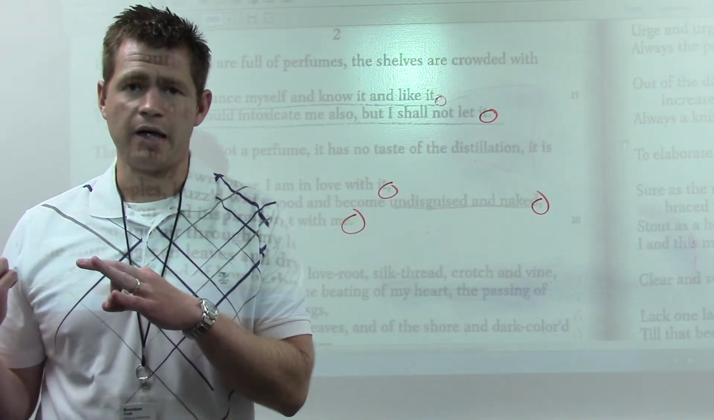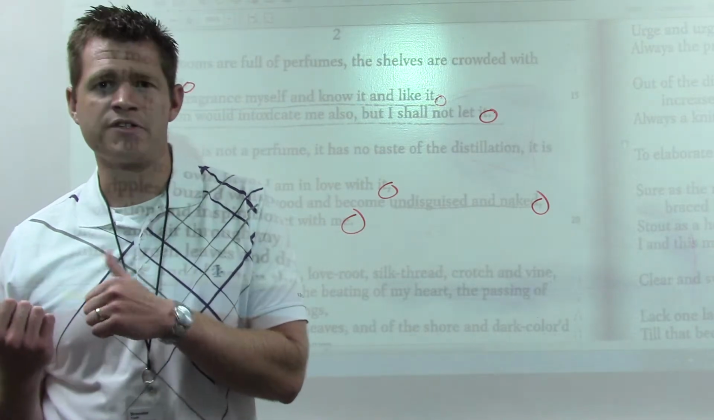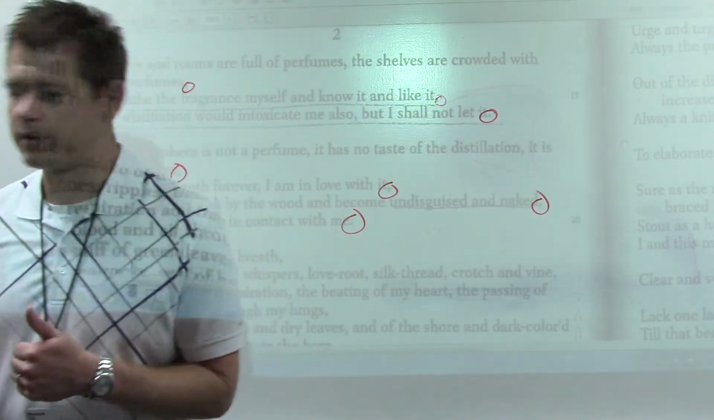But we are going to take a look at Dickinson and how she uses line and how it may be similar to or different from Whitman.